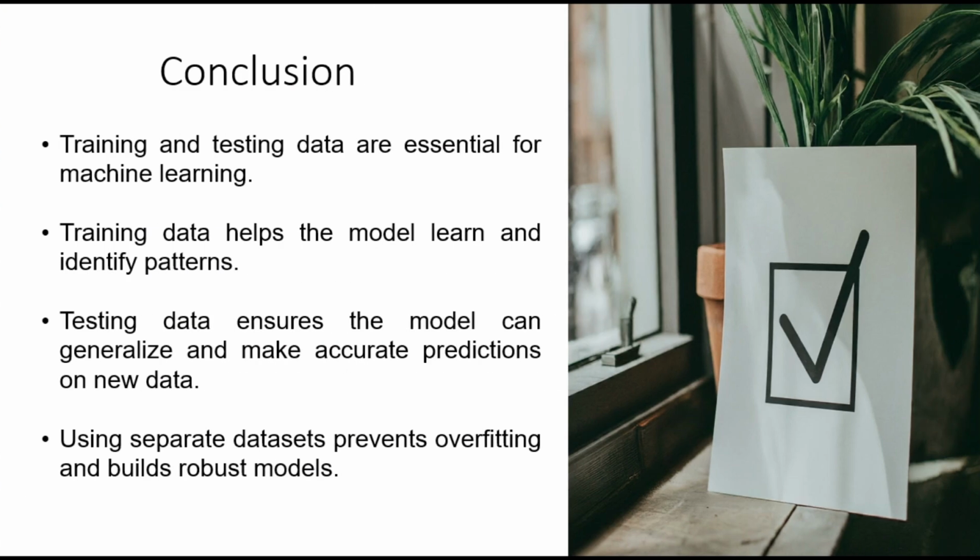In conclusion, training and testing data are the cornerstones of building and evaluating machine learning models. Training data provides the foundation for the model to learn and identify patterns in the data. Testing data helps to ensure that the model generalizes well and can make accurate predictions on new, unseen data. By using separate training and testing data sets, we can avoid overfitting and build robust machine learning models.